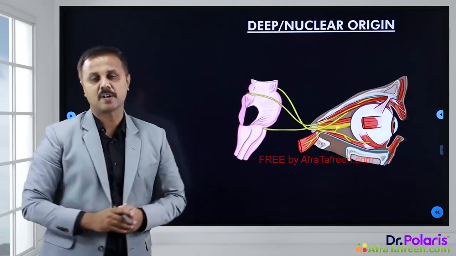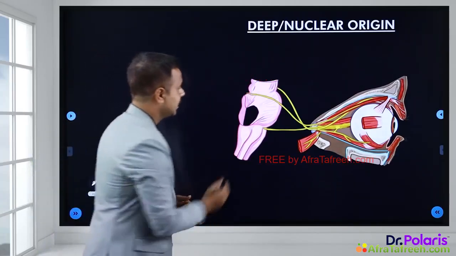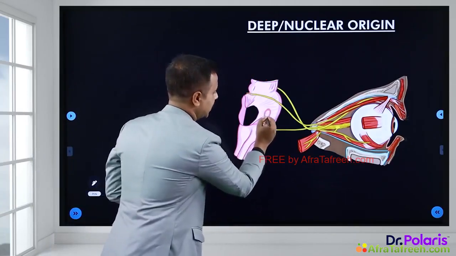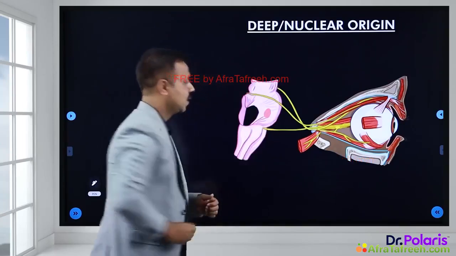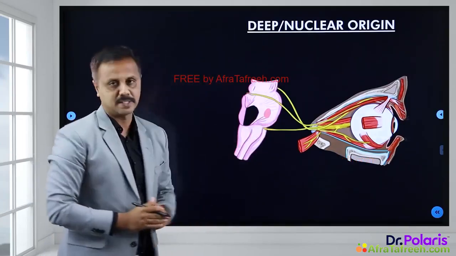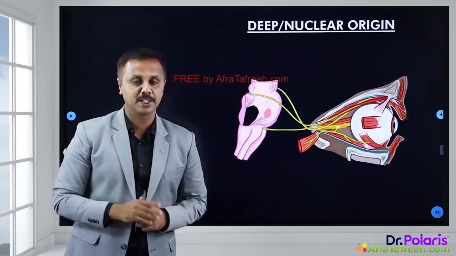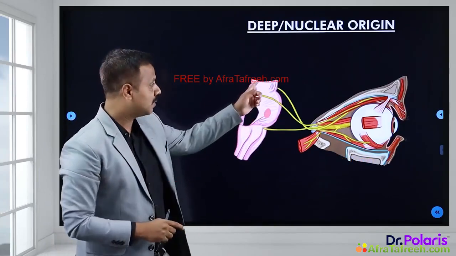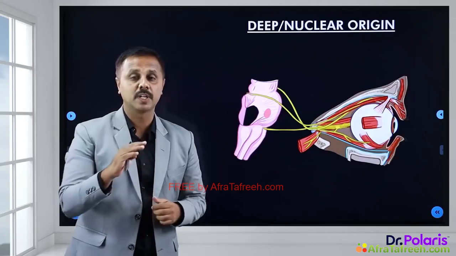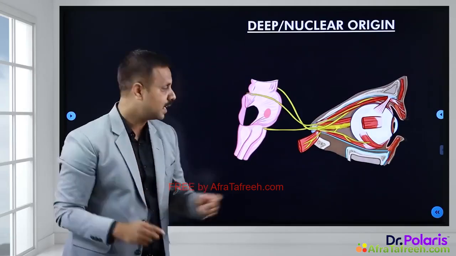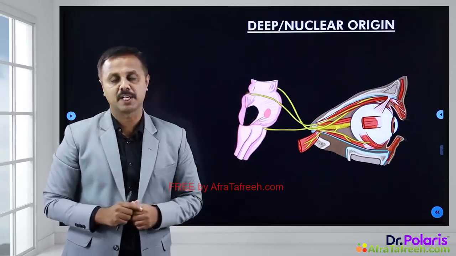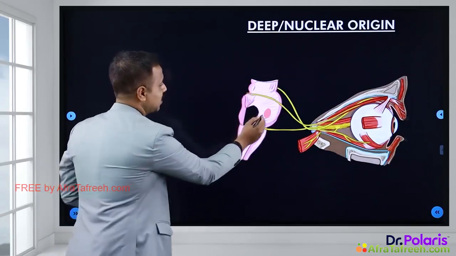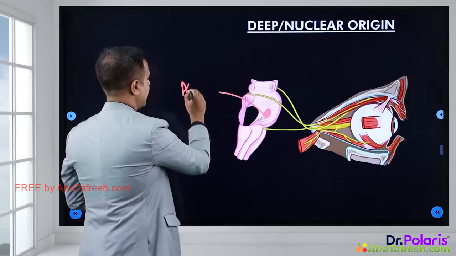Now what nucleus represents this? The deep or nuclear origin of the abducent nerve is the abducent nucleus, which is located in what region? The pons. This is one peculiar thing you need to remember. For the oculomotor nerve and trochlear nerve, the nuclei were present in the midbrain, whereas for the abducent nerve, it is present in the pons, and you just call it the abducent nucleus.